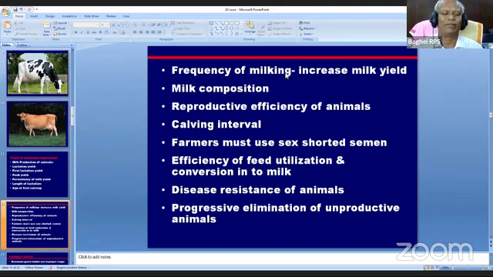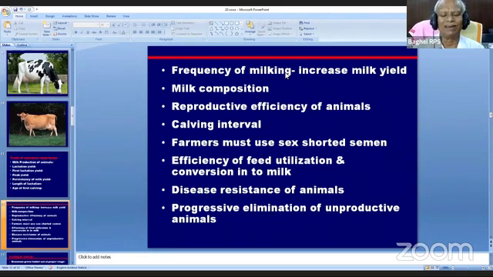Reproductive efficiency of the animals. This is one of the very important points in the life of the cow, because if their reproductive efficiency is poor, they may not conceive and will not be able to calve, and if there is no parturition, no calving, milk production will be very less.